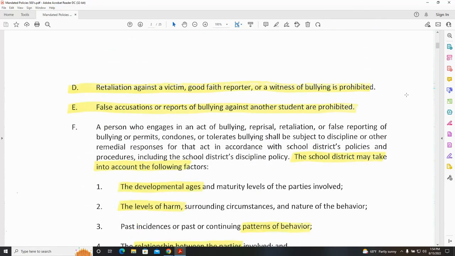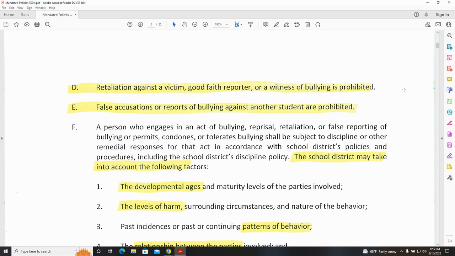And with numerous other policies, retaliation against the victim or a good faith reporter or a witness of bullying is prohibited. And also, false accusations or reports of bullying against another student are also prohibited. We've actually seen this a fair number of times in recent years where one student who actually is trying to harass another student makes a claim that the other student is bullying them. So we end up investigating that person, and it creates this harassing type situation for the person who's been accused of bullying who may actually end up being the victim.